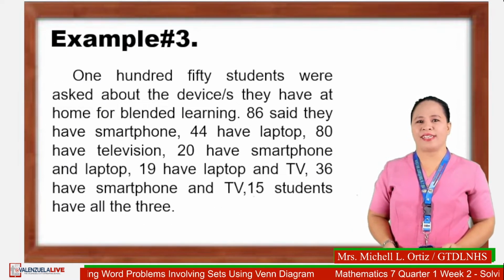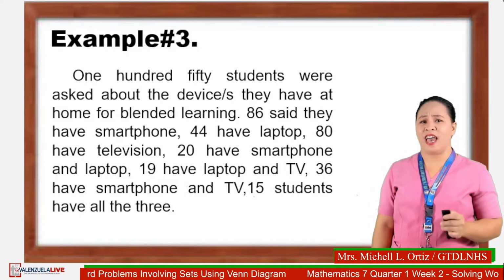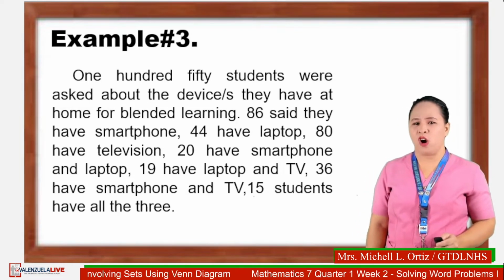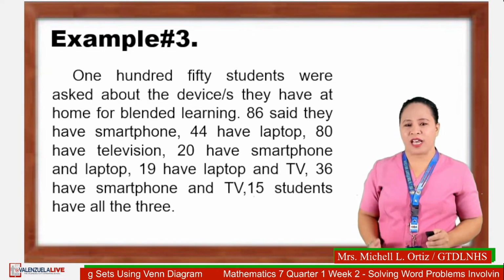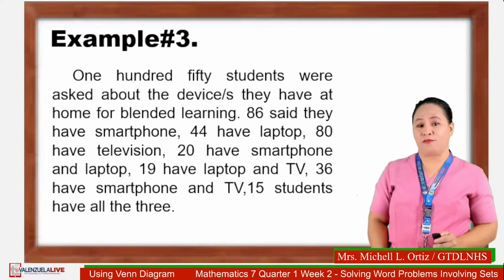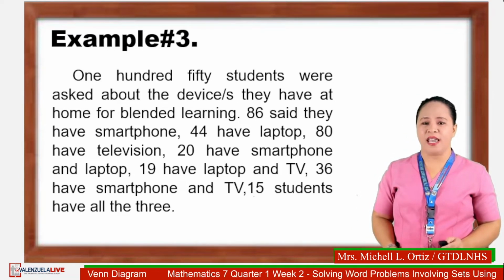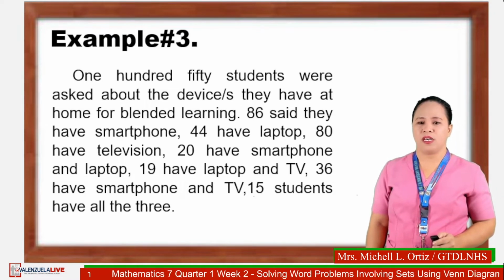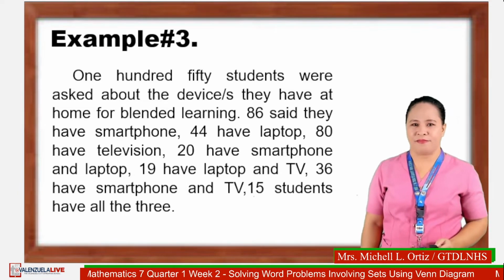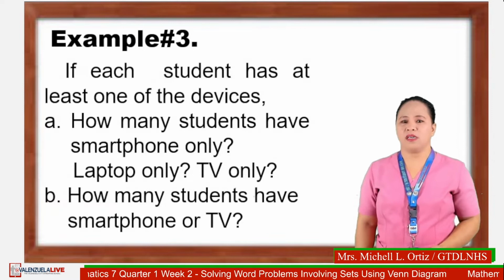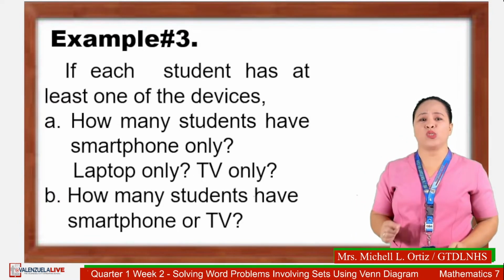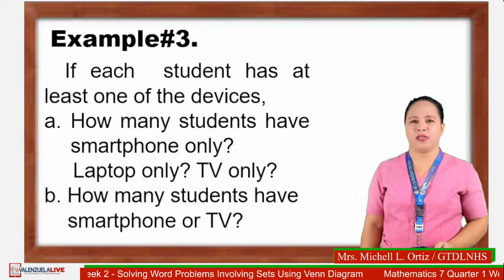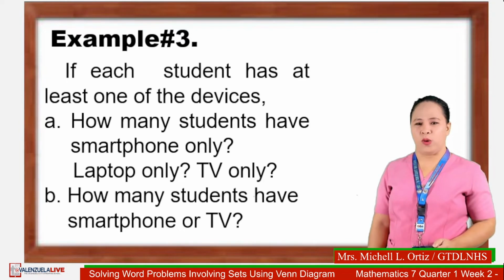150 students were asked about the devices or device they have at home for blended learning. 86 said they have smartphone, 44 have laptop, 80 have television, 20 have smartphone and laptop, 19 have laptop and TV, 36 have smartphone and TV, 15 students have all 3. If each student has at least one of the devices, how many students have smartphone only, laptop only, TV only?